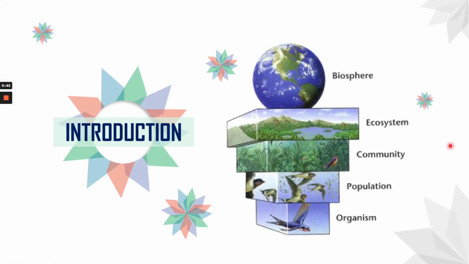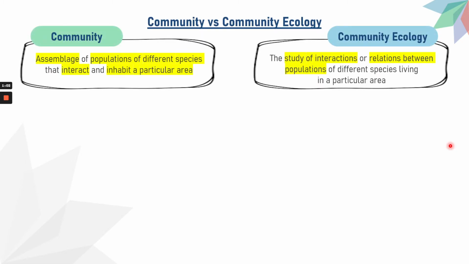As you can see here, community is the next level after population, which you have learned in the previous chapter. Do you have any idea what's the difference between the terminology of community and community ecology? Community is an assemblage of populations of different species that interact and inhabit a particular area, while community ecology is a study of interactions or relations between the populations of different species living in a particular area. So basically, community ecology is about the interactions or relationships between the populations that may exist inside the community.